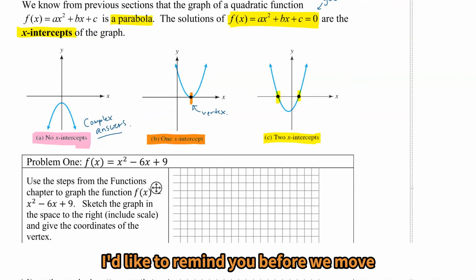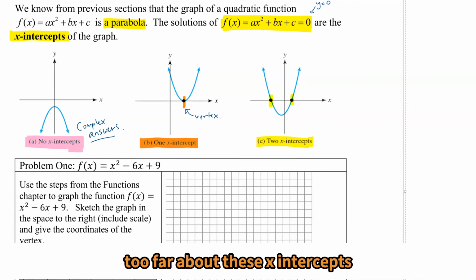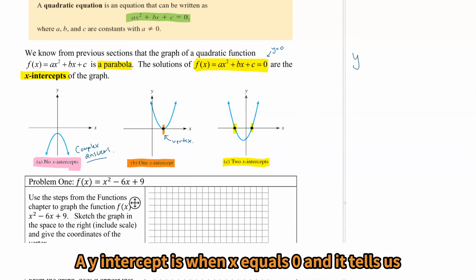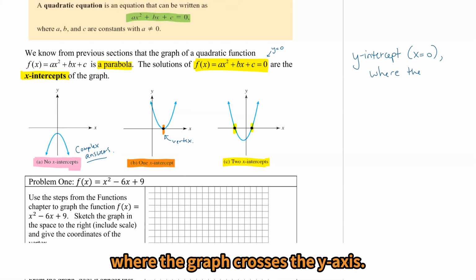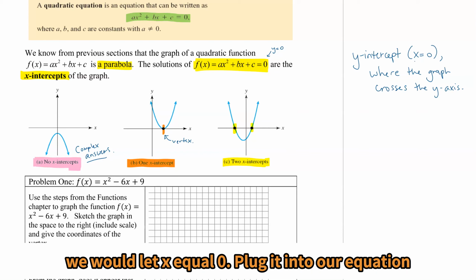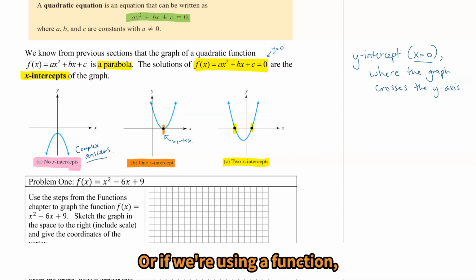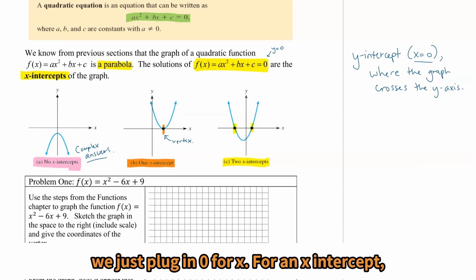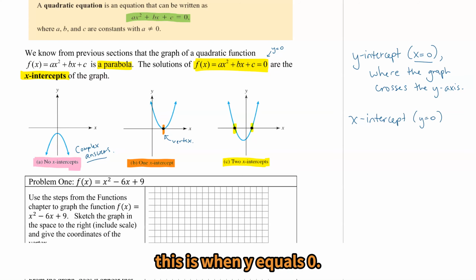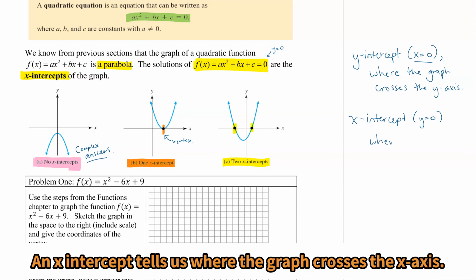I'd like to remind you, before we move too far, about these x-intercepts and y-intercepts. A y-intercept is when x equals 0, and it tells us where the graph crosses the y-axis. To find a y-intercept, we would let x equal 0, plug it in to our equation, and solve for y. Or if we're using a function, we just plug in 0 for x. For an x-intercept, this is when y equals 0, and an x-intercept tells us where the graph crosses the x-axis.